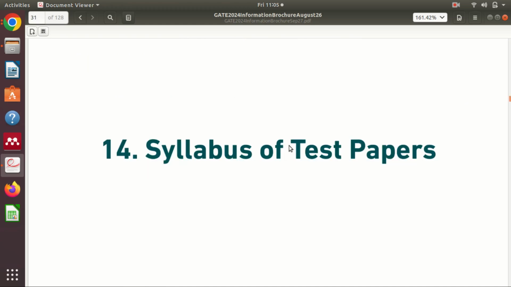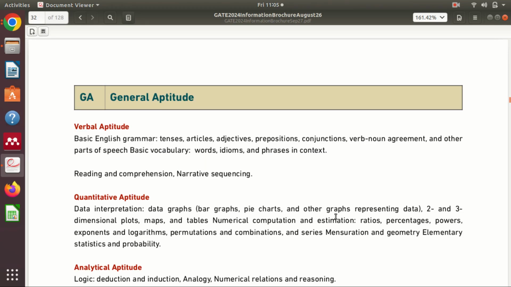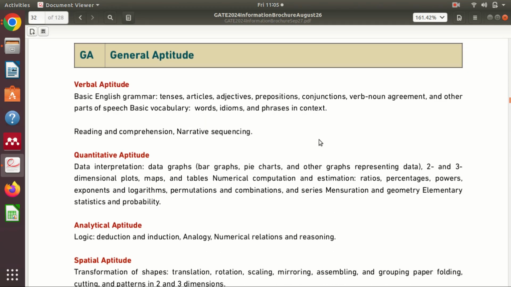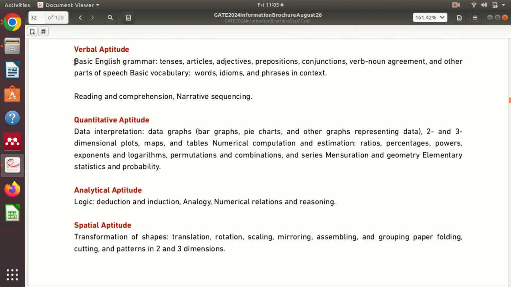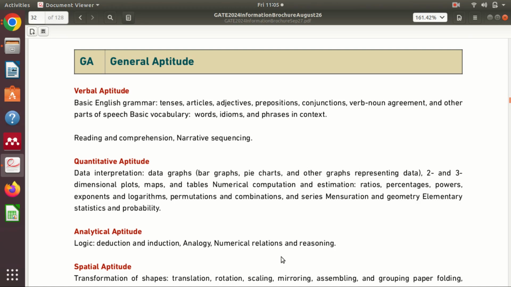Now I will directly jump to the syllabus of this test paper. So first thing is, what is the syllabus for general aptitude? So we can see it has some components. One of them is verbal aptitude. Then we also have quantitative aptitude, then analytical aptitude, spatial aptitude. So we have all the discussion here. We will go through this in an upcoming video. But instead of general aptitude, I will focus on physics because it is the 85 mark section.